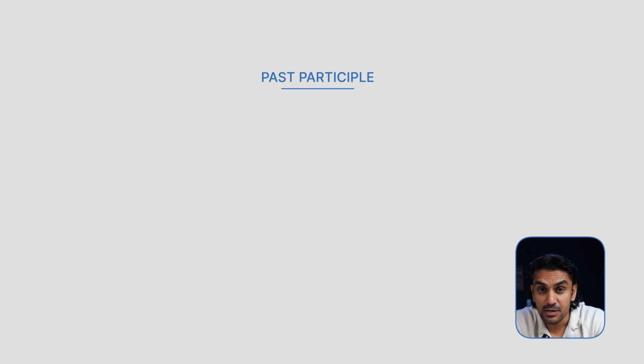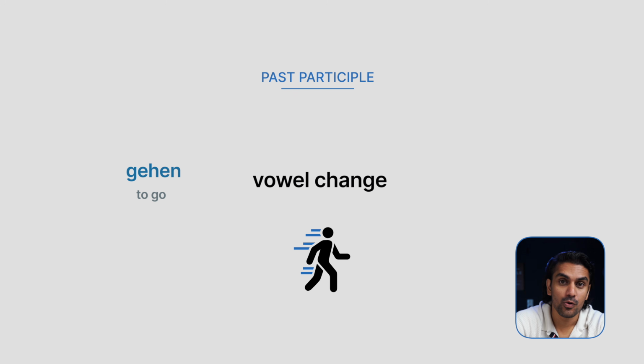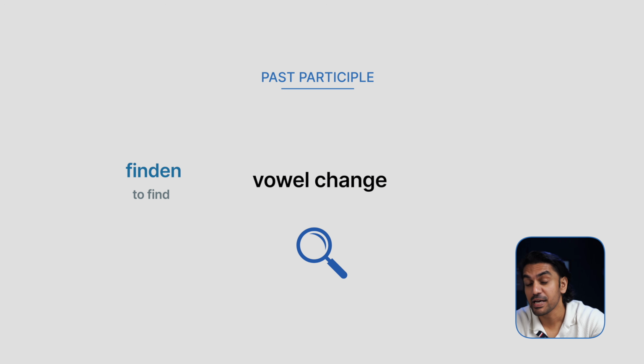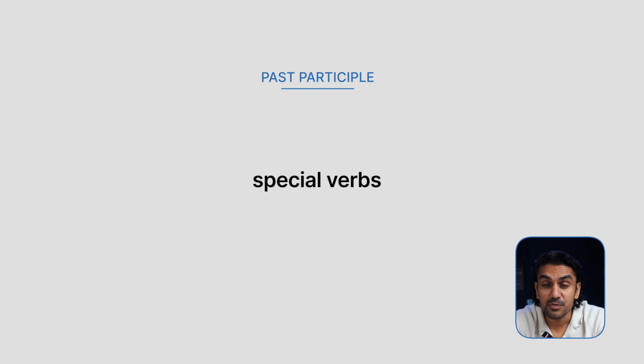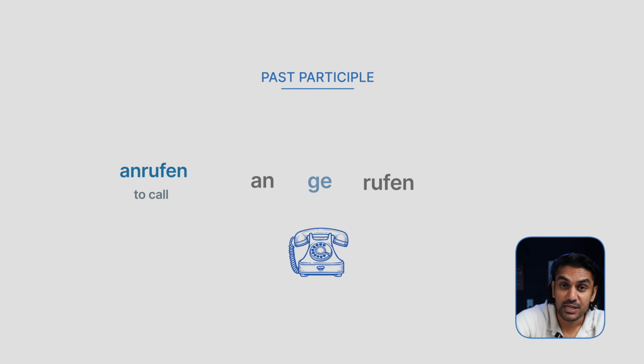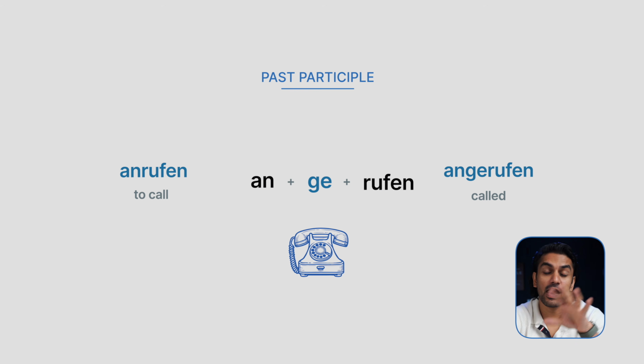And for some verbs, the vowel inside the verb also changes in the past participle form. For example, gehen, or to go, becomes gegangen. Trinken, to drink, becomes getrunken. And finden, to find, becomes gefunden. Now, there are some special verbs, which are verbs with separable prefixes like anrufen, an plus rufen, to call. In this case, the prefix ge sneaks right in the middle when forming the past participle. So it becomes angerufen.